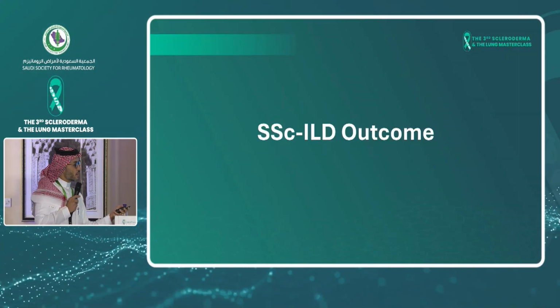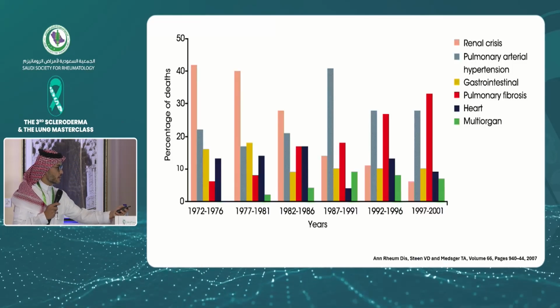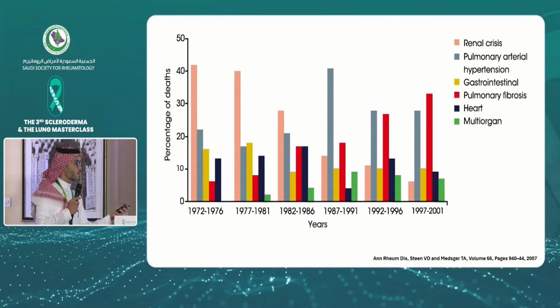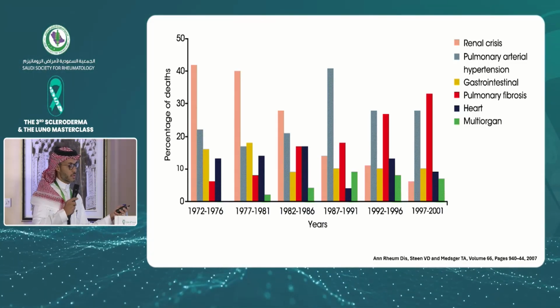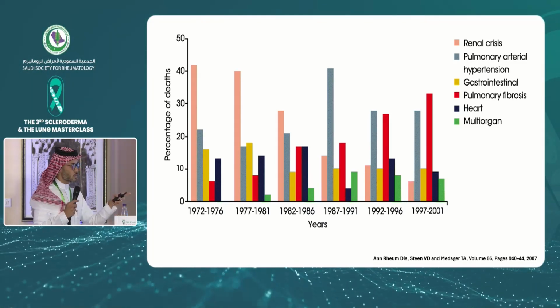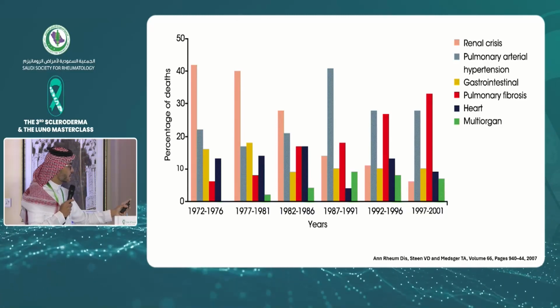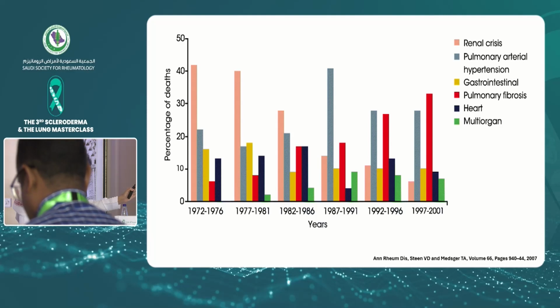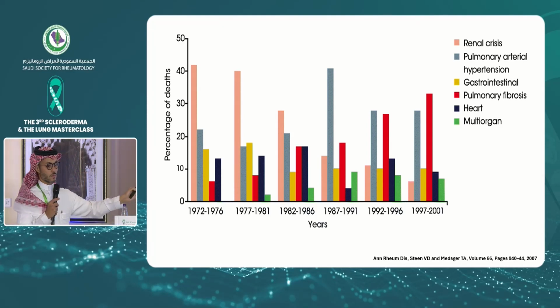So what are the outcomes of systemic sclerosis ILD? This slide summarizes the cause of death for patients with systemic sclerosis from 1970 to 2001. As you can see in the pink column, which represents renal crisis, up to 1982 it was the most common cause of death in patients with systemic sclerosis.